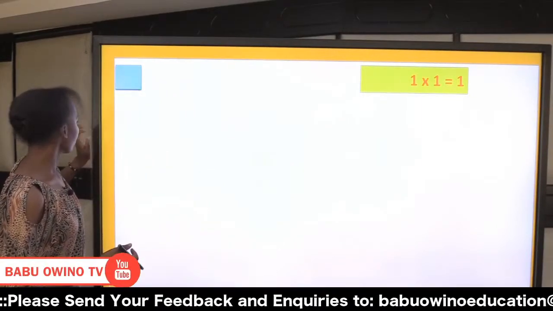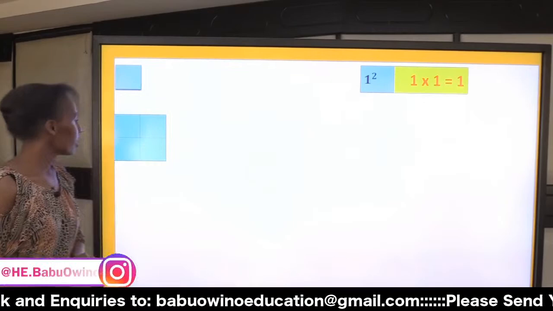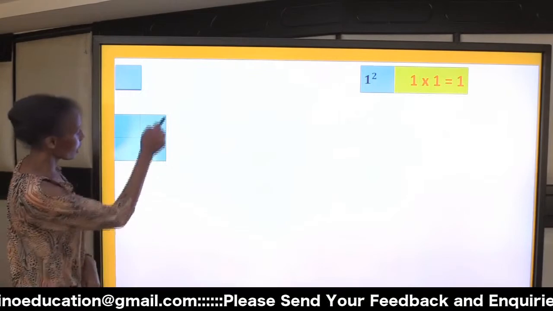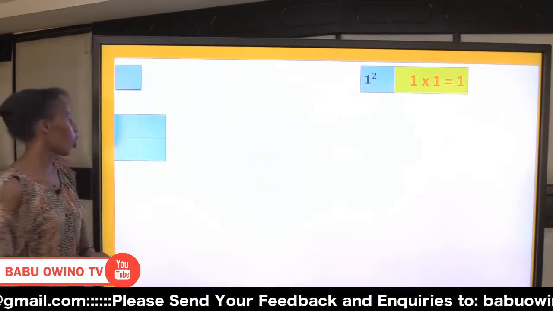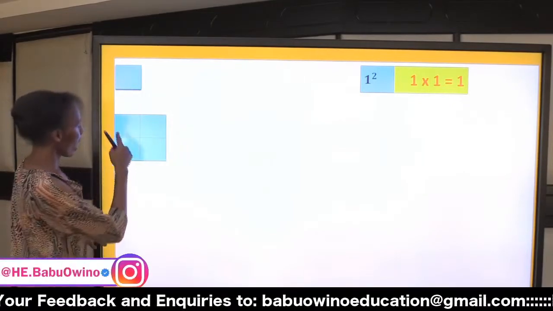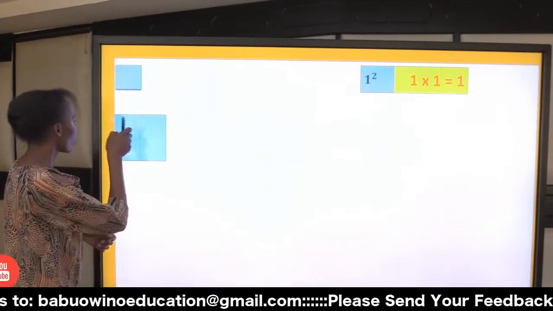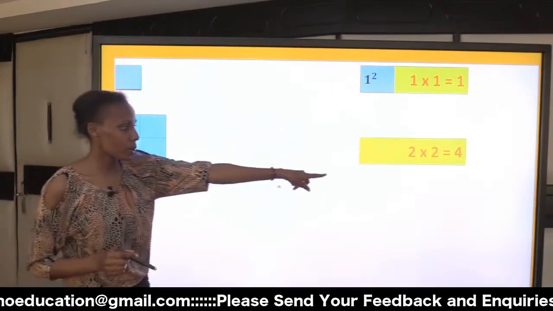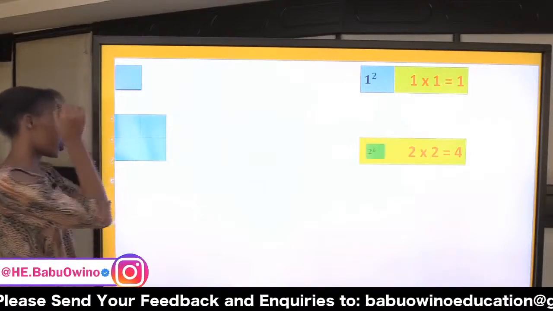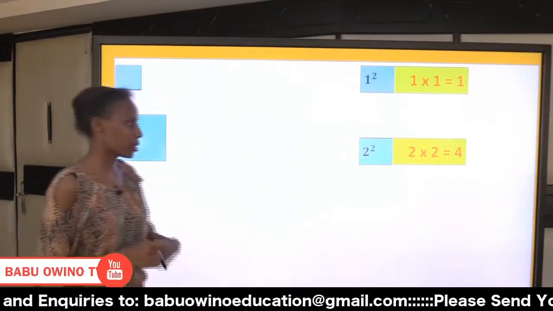If I have a bigger one, it is still a square because you can see it has 2 units and 2 units, meaning both sides are equal. And I want to multiply, and for me to get the area, I will just say 2 multiplied by 2 so that I can get 4. So I can express that one as 2 times 2, which is equal to 4, or I can just write 2 and a small 2 on top to mean that I'm squaring that 2.